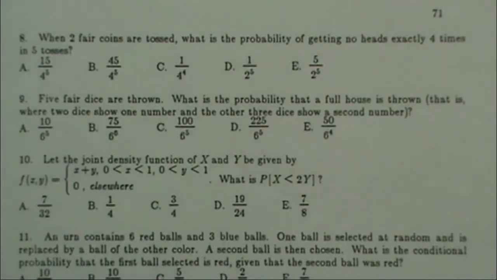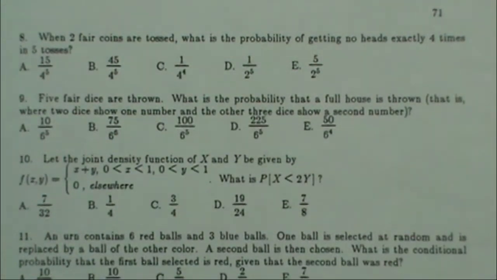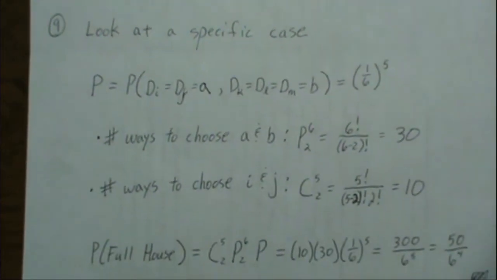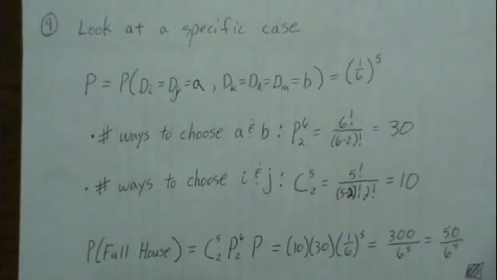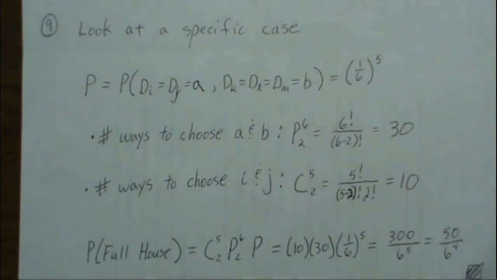Number 9. 5 fair dice are thrown. What is the probability that a full house is thrown? That is, where 2 dice show up one number and the other 3 dice show up a second number. Now this one here is also a pretty tricky case. So we're given 5 dice, and we want the probability that we roll a full house. So let's look at a specific event. Let's assume that 2 of the dice are the value A, and then the other 3 are value B.